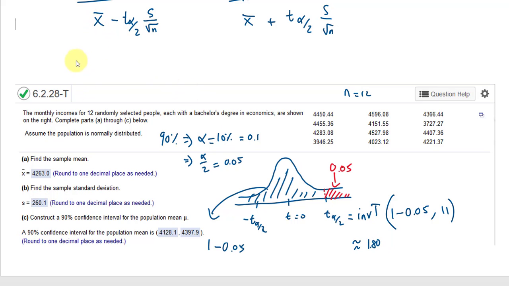X bar is right here, 4263.0 minus 1.80 times S, which is right here, 260.1, divided by the square root of 12. And then the second case, you add that instead of minus. And if you do that correctly, you should get this value for the lower bound, this value for the upper bound. And that is how you complete these problems.